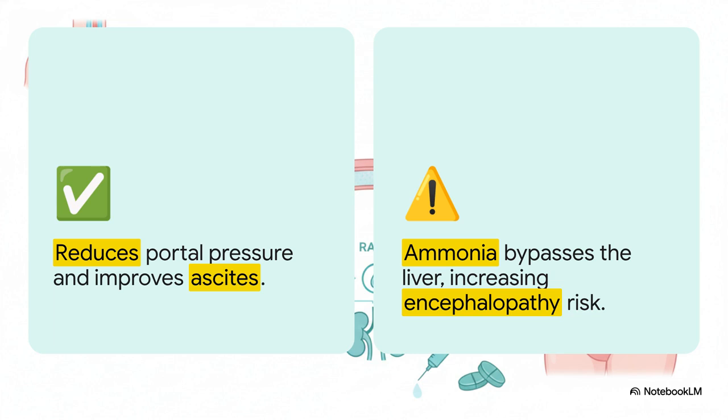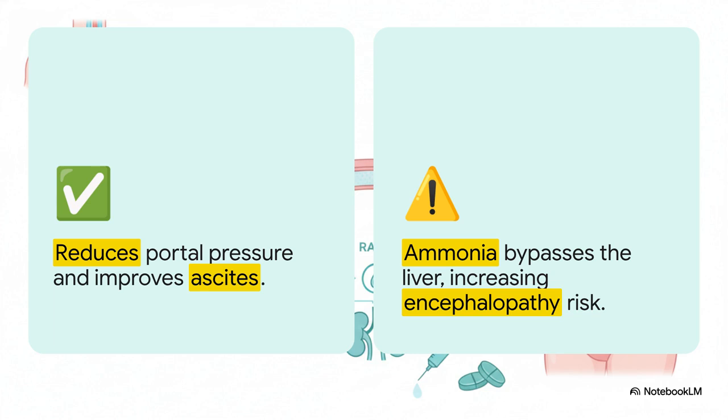It's essentially a stent that gets placed directly through the liver tissue, physically connecting the high-pressure portal vein straight into the low-pressure hepatic vein. The benefit? It's like a magical pressure release valve. Portal pressure drops instantly and the ascites often completely resolves.